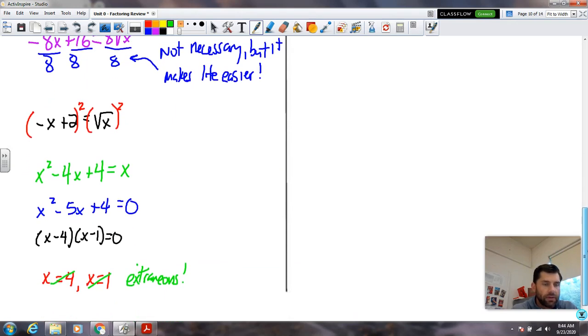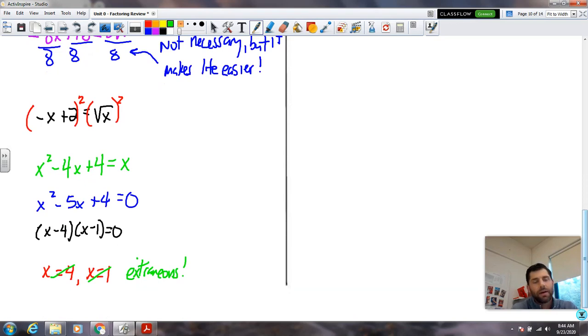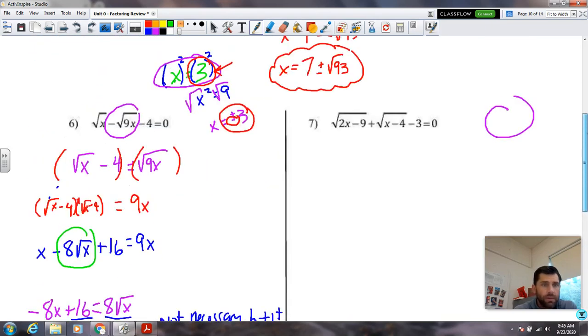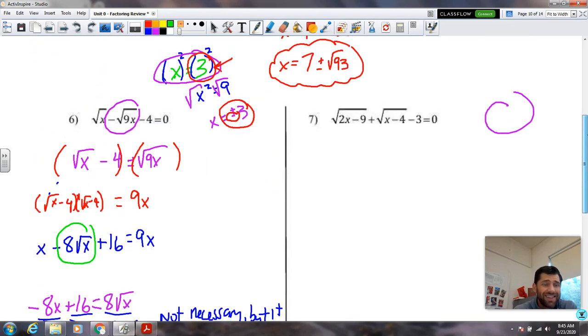I solved by factoring. And then actually the nasty thing about this question, like I said up above, whenever you square both sides, you introduce the possibility that there could be extraneous solutions. And in this question, I take 4, I take 1, I plug them back into the original, and actually neither of them work. So all that work for nothing. But that happens.